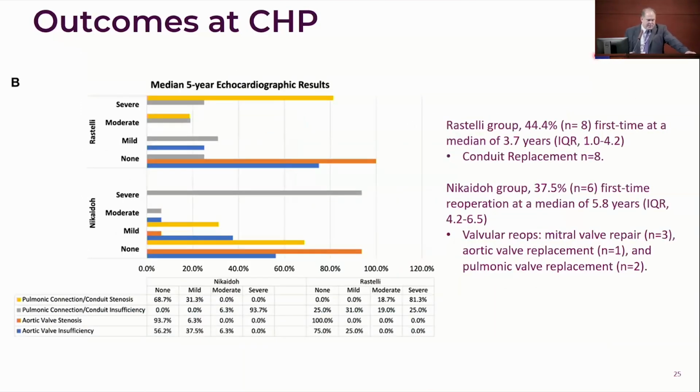And we already mentioned the Rastelli patients come back earlier for conduit replacements. In our Nikaido procedures, we always leave free PI at the beginning. Some of them, in the first ones, have a monocusp, and then they develop free PI, and some come back later for pulmonary valve replacement. And we have at least 6% moderate aortic regurgitation in the follow-up in this paper.